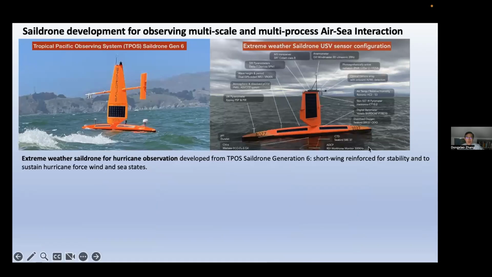The right figure shows the sensor packages of the sail drone for air-sea interaction observation. The hurricane sail drones were developed from the Generation 6 TPOS sail drones with a shorter wing for stability to sustain the extreme weather in 6 days. The shorter wing will of course reduce the sailing speed quite a bit.